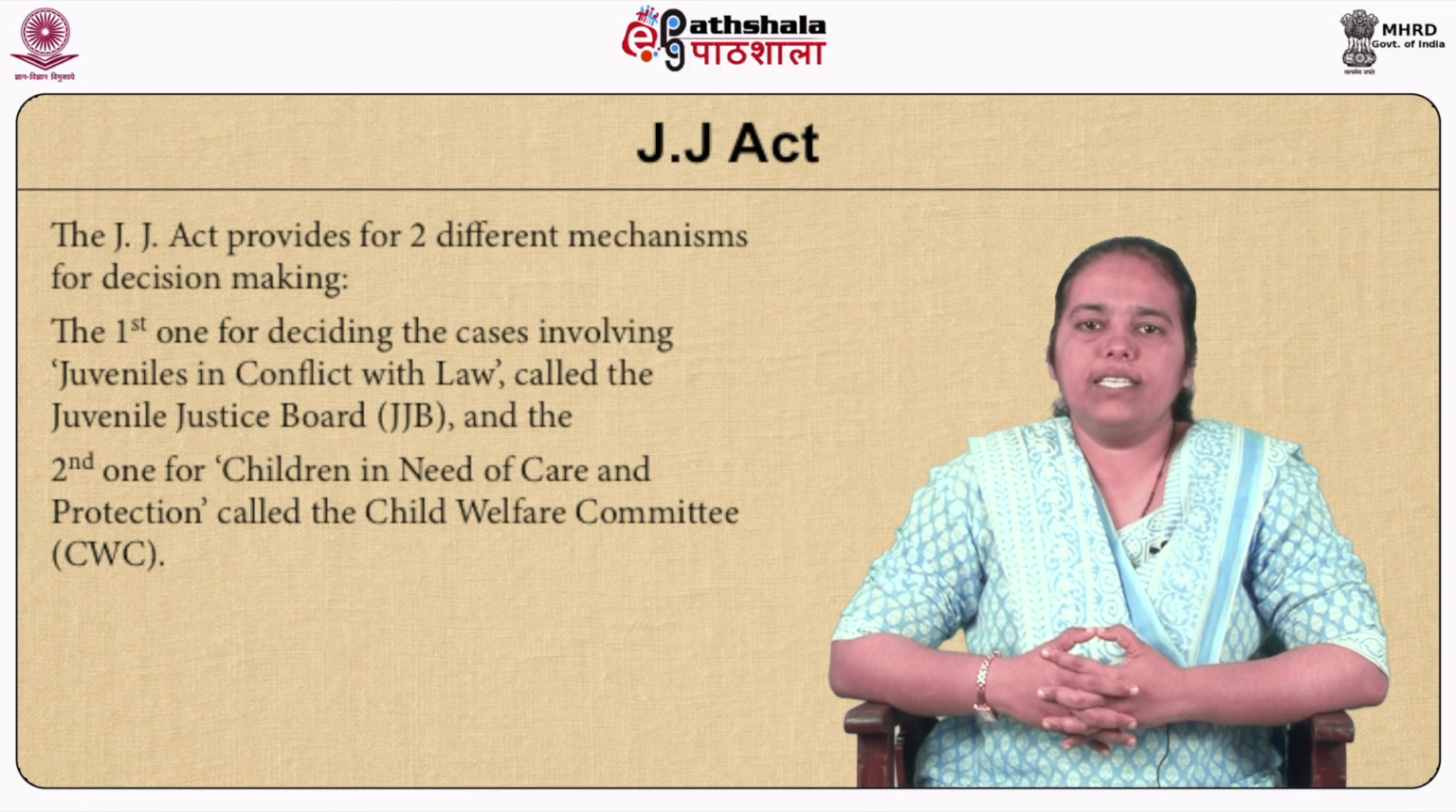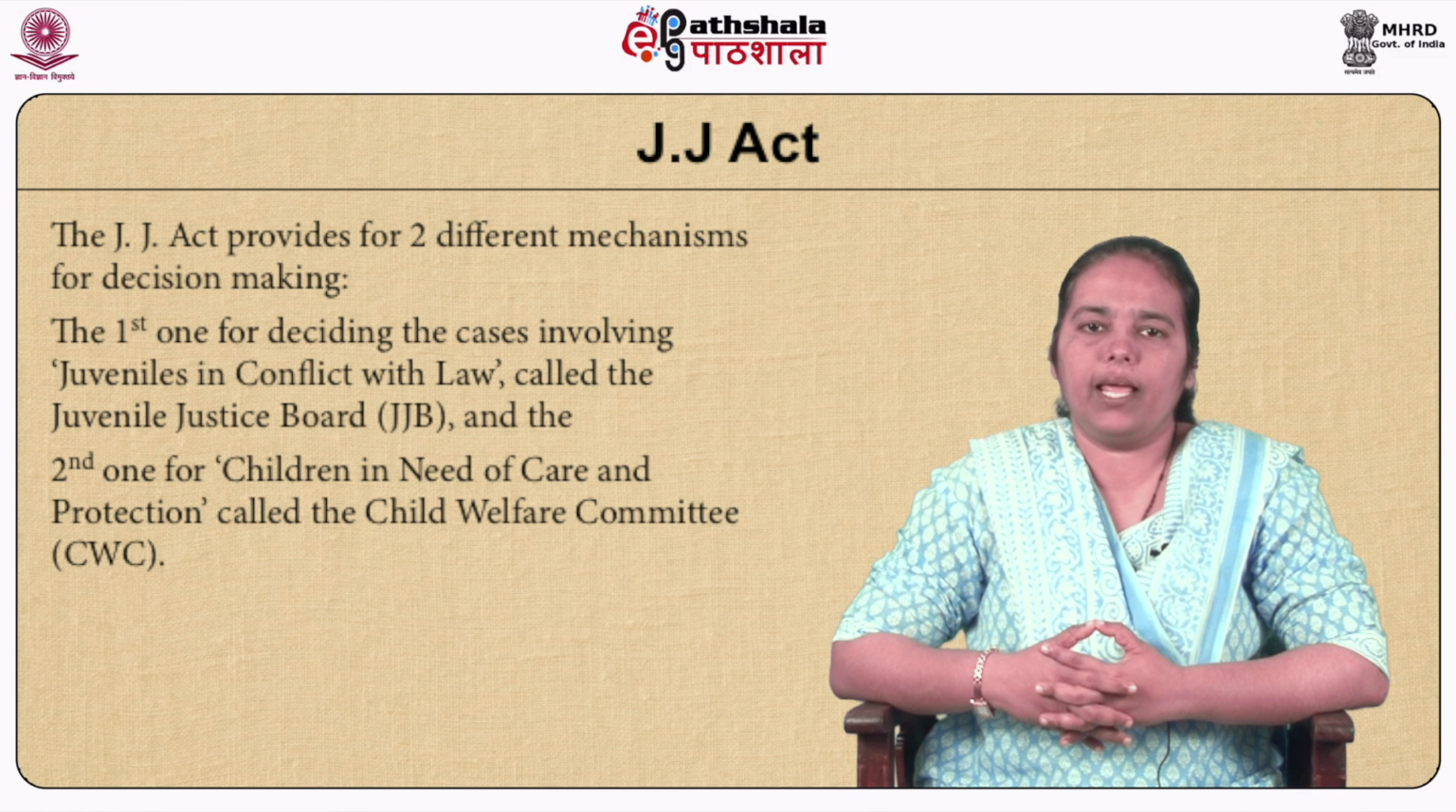Child Welfare Committee and Juvenile Justice Board mechanisms. The J.J. Act provides for two different mechanisms for decision making. The first one for deciding the cases involving juveniles in conflict with law, called the Juvenile Justice Board, JJB. The second one for children in need of care and protection, called the Child Welfare Committee, CWC.